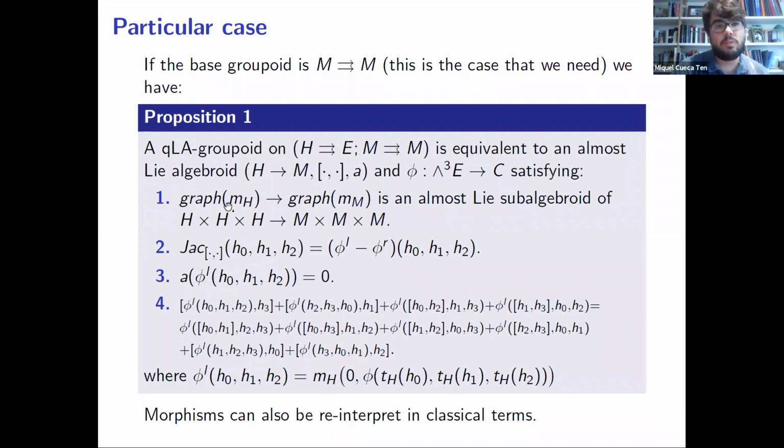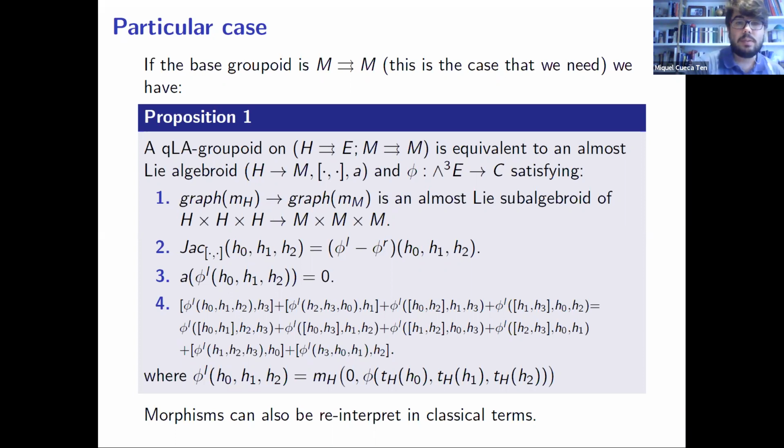One, there is a compatibility between the almost Lie algebroid structure and the groupoid structure. Second, the Jacobi of the bracket is controlled by this map. Third, there is a compatibility between the anchor and the map. And fourth, there is this higher compatibility condition as in the case of Baez and Crans over a point. So it is just the same equation. And finally, I want just to say that morphisms can also be reinterpreted in classical terms. So this is the definition of what this quasi-LA groupoid over the unit classically is, this more or less horrible thing. But in graded terms, it's really easy.